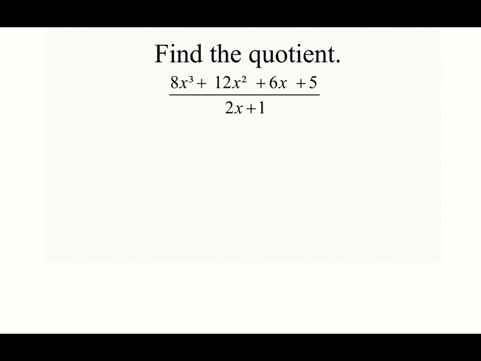Here are some additional examples of polynomial long division. So the first one here is 8x cubed plus 12x squared plus 6x plus 5 divided by 2x plus 1. So here we do have all of our terms. We have cubed, squared, x, and then our constant.